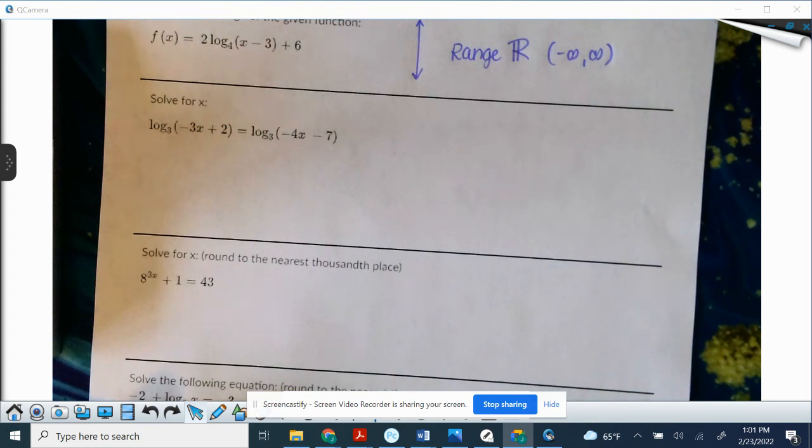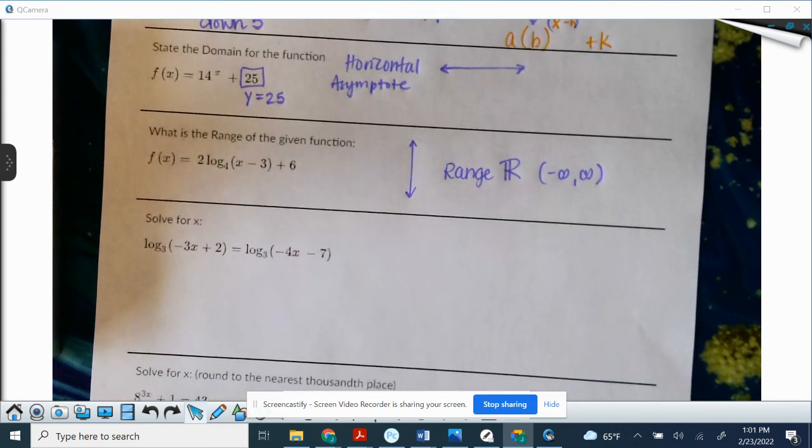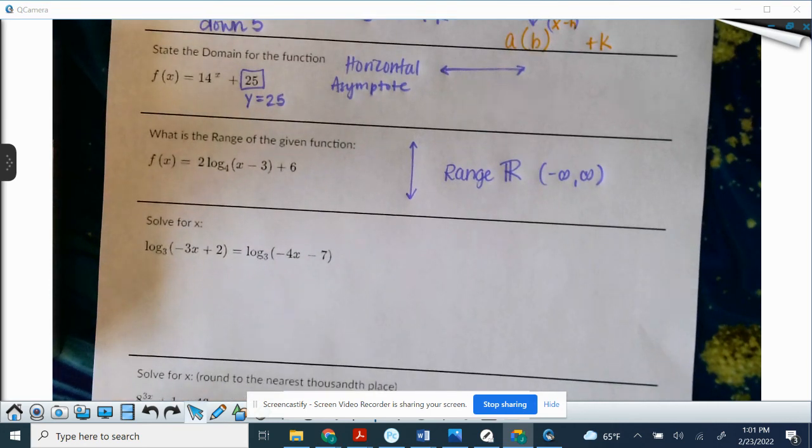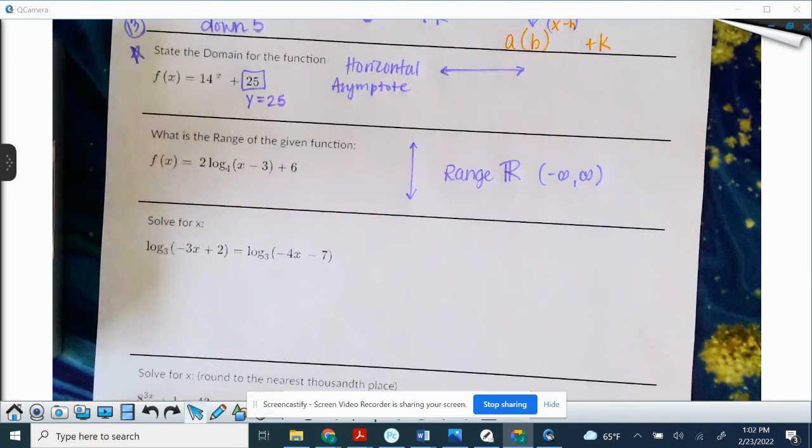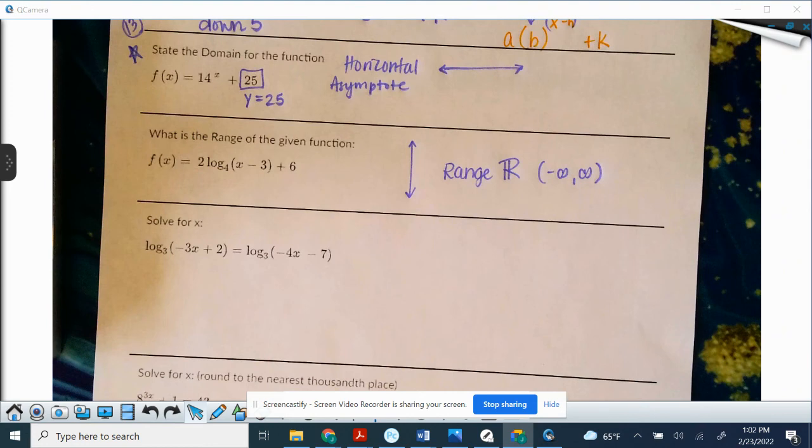Miss Sigmund, number 13. I got 25 as well, but it marked it wrong. Okay, I'll go back and look at it. You said it's number 13? Yeah. Okay. I got 25 infinity, and I got it wrong.